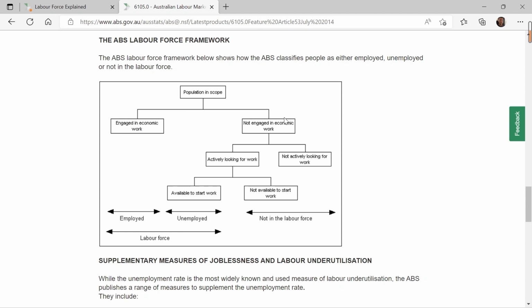If they are not engaged in economic work, then if they are not actively looking for work, they are not in labor force. If they are actively looking for work, however they are not available to start work in that reference week, then they are counted as not in labor force. If instead they are available to start work in that reference week, then they are counted as unemployed. And the people who are employed and the people who are unemployed make up the labor force.